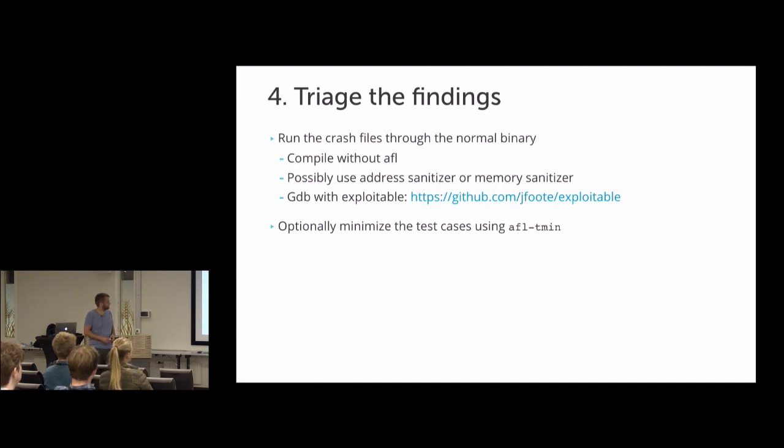You could use something like address sanitizer or memory sanitizer and run it through there to see what's going on. Or you could even use GDB, and there's a plugin called Exploitable, which is a nice plugin. If I have time, I'll show you that one, which we can use to figure out if this is likely to be something that would be exploitable from a security perspective. Something you can also do here is use afl-tmin once more. You can use that to minimize the test case. So if you have a large file, maybe you want to make it a bit smaller before you submit it to your set of test cases, or report it to whoever wrote the code.